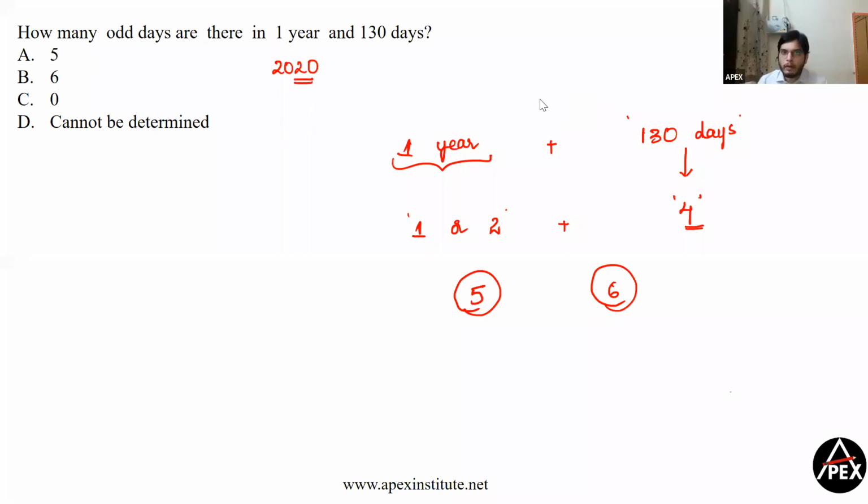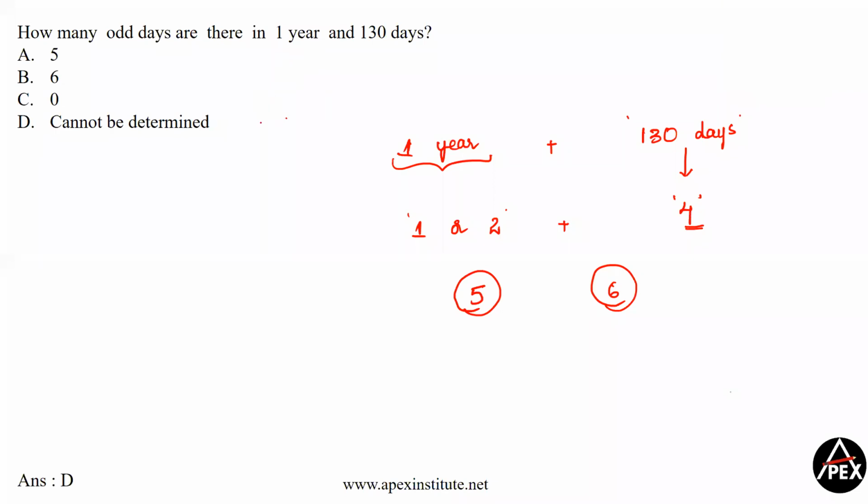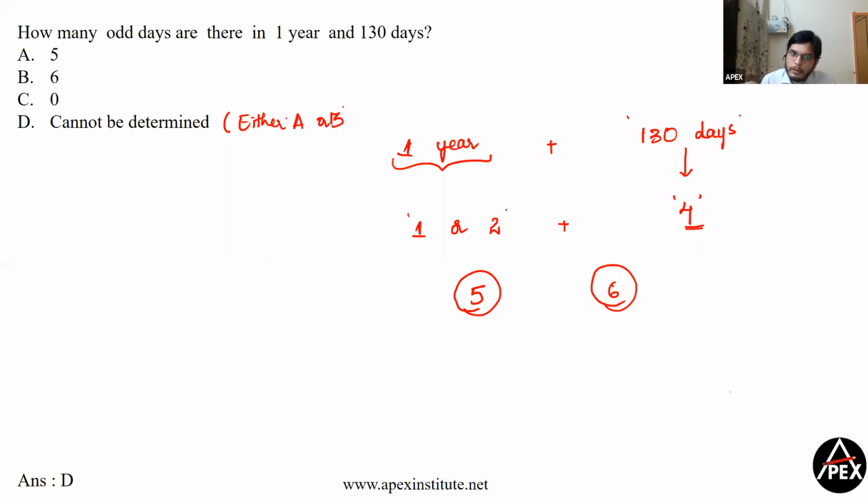Now we can have a definite answer when you are given a year. But here, this year can be a leap year and can be a normal year, so we do not have an answer. The answer will be cannot be determined. Or instead of cannot be determined, if the option is either A or B, then the answer should be option D. Clear, guys? Any doubts?